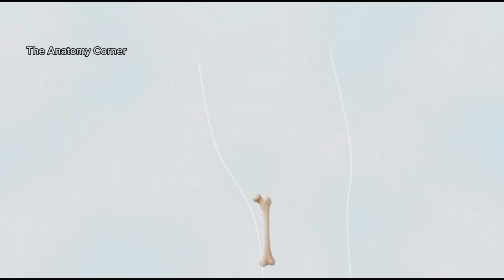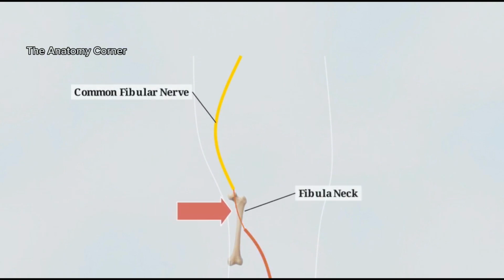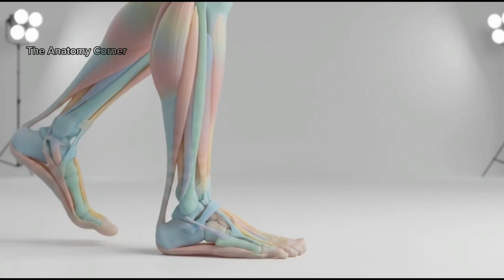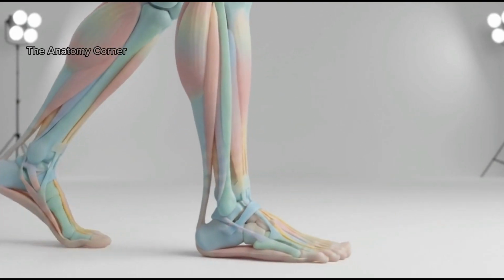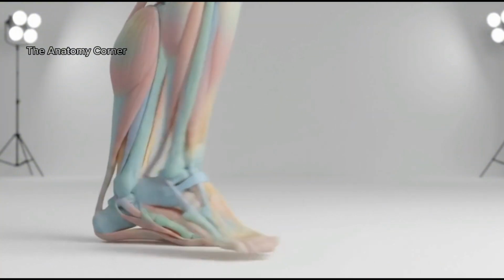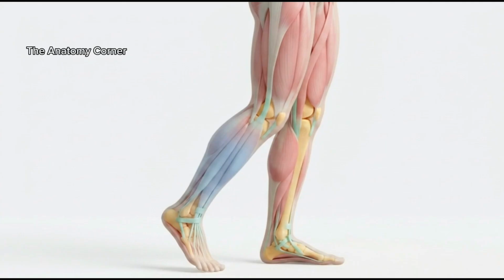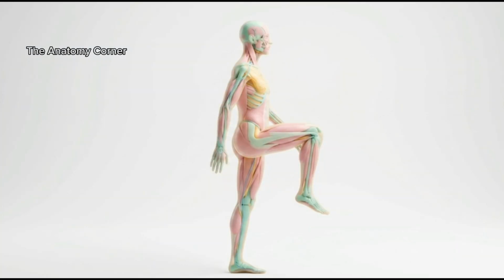Watch this stride sequence. The common fibular nerve is exposed as it wraps around the knee. If it sustains a severe crush injury or compression, the patient loses the ability to dorsiflex. The foot remains stuck in plantar flexion and drags across the floor, a clinical condition known as foot drop. To compensate for a paralyzed anterior compartment, a patient suffering with foot drop is forced to alter their biomechanics, utilizing a high stepping gait to lift the entire leg and ensure drooping toes clear the ground.